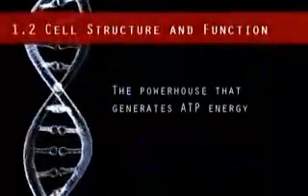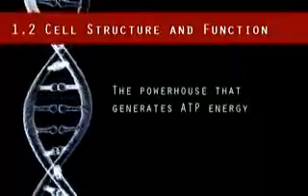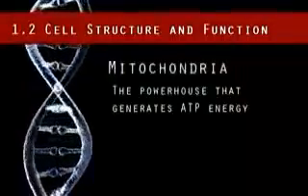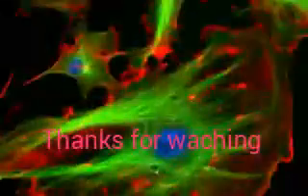Recall that all organisms need energy to do cellular processes. Do you remember which organelle is the powerhouse that generates ATP energy? That's right, it's the mitochondria. Many different types of plant and animal cells are grown and studied in biotechnology labs. Cells can be manipulated by pharmaceutical companies to produce proteins to treat diseases such as diabetes and anemia.